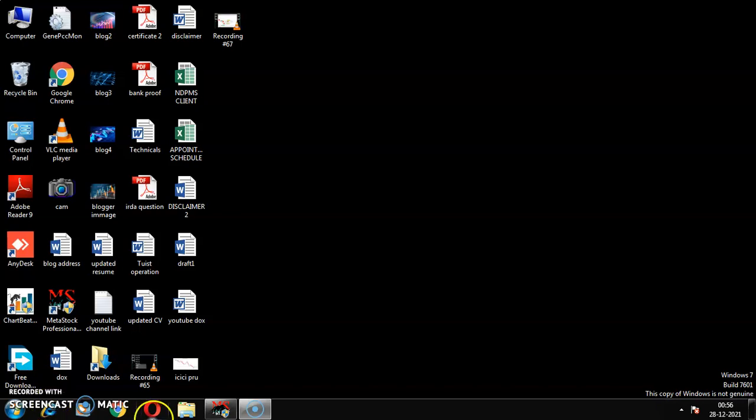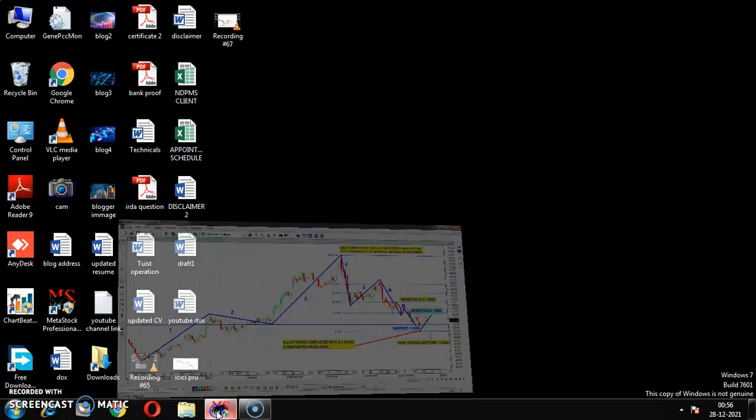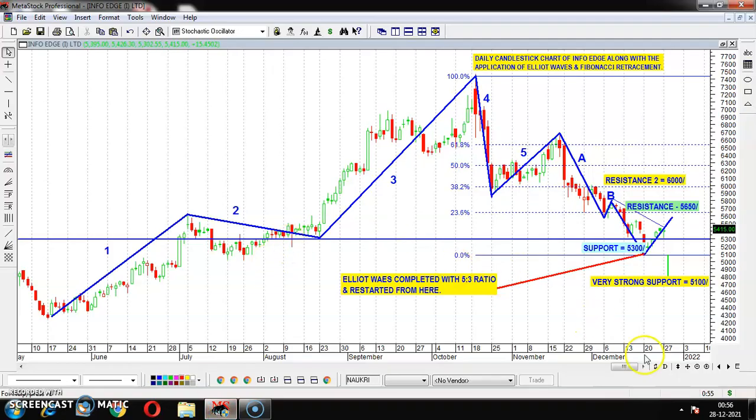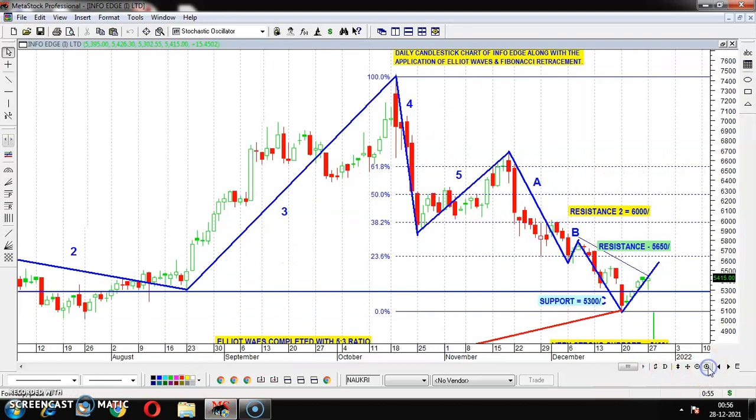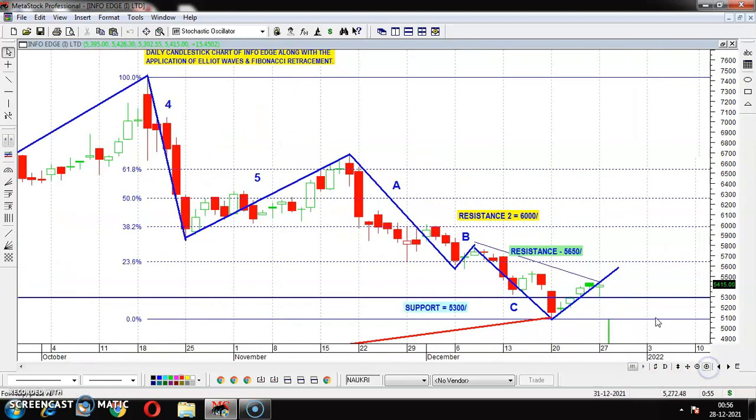Now let me go straight to the daily candlestick chart of InfoEdge. I have already opened it. First of all, you see this is a green candle with a small real body and a long tail, and this is a completely downtrend. In a downtrend, this kind of candle is technically known as a hammer candle, and this is called a bullish candle.